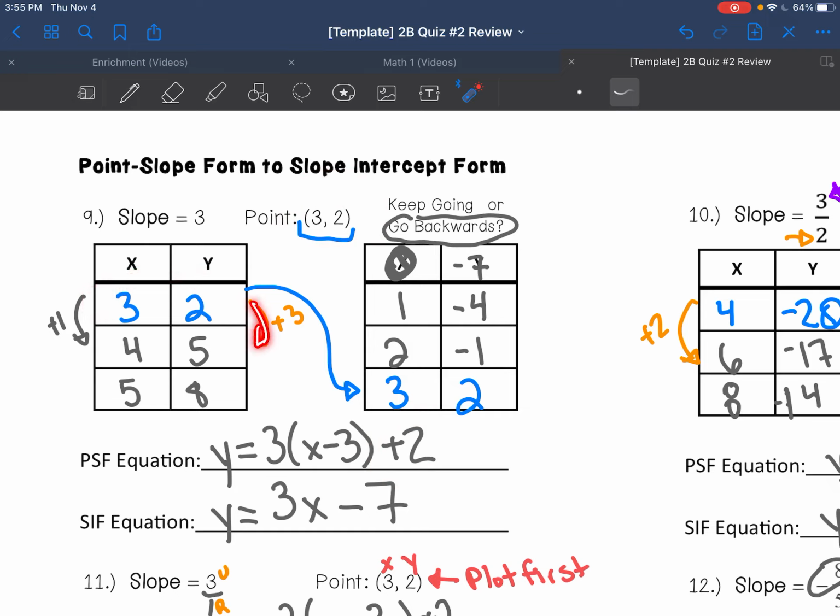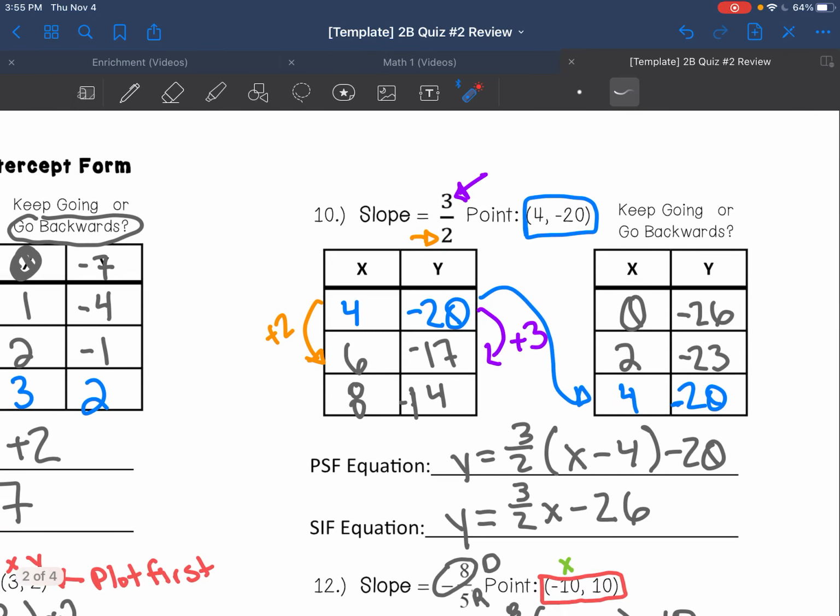Our slope tells us to add by 3. And since it's only a 3, that means we just add by 1s going down our x's. And that's not getting closer to the slope-intercept form, which is what we need to find. We're trying to find the intercept. So instead, we take that 3 and 2 and we start going backwards, which is where we get 0, -7. And that -7 is our y-intercept. So when we write slope-intercept form, we have y equals 3x minus 7. Please remember, your slope between slope-intercept and point-slope form doesn't change. They're the same.